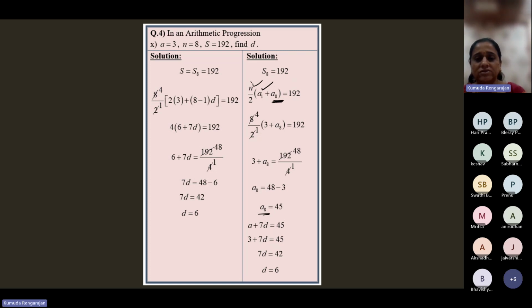Because you know n is 8 and the first term is given in the question, 3. So A8 you will be finding. And A8 means a plus 7d, which is 45. Put the value of a that's given in the question, substitute the value of a and find the value of d.